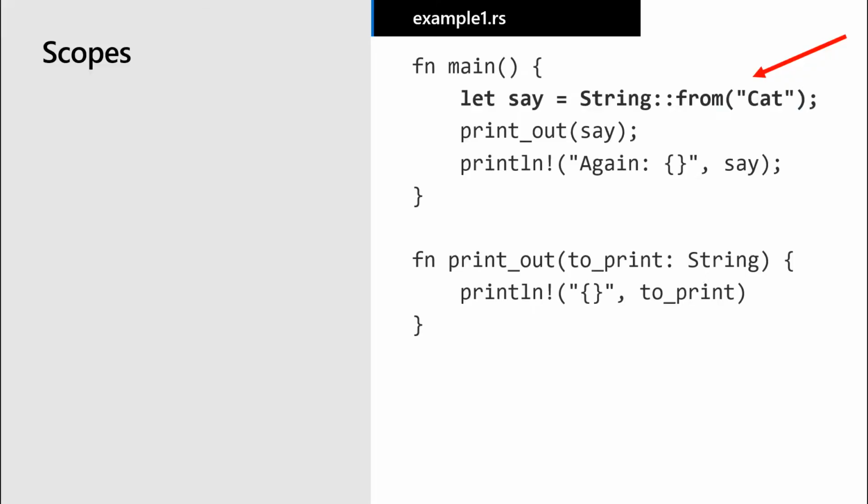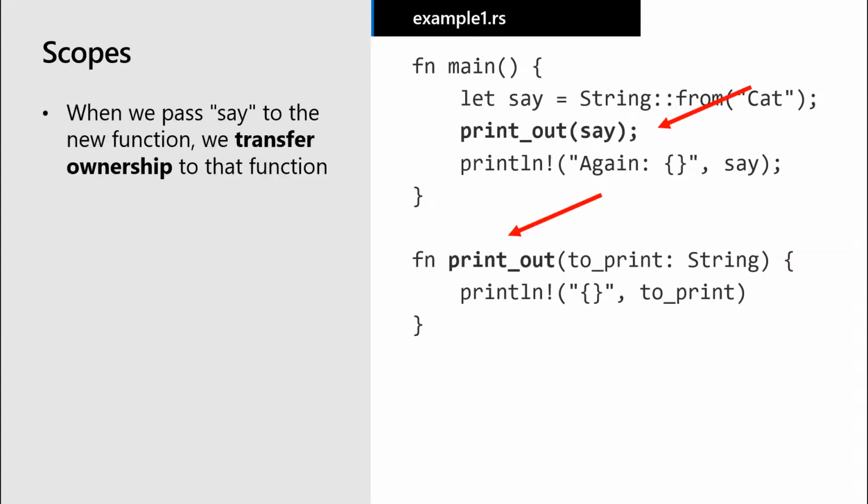Ownership and scopes are especially important to keep in mind when we are passing values between Rust functions. Let's consider this code, which creates the say variable in our main function, and the value of that variable is a string. And we have a second function which takes a string and prints it out.